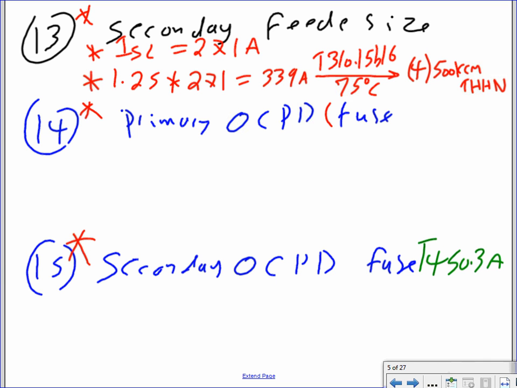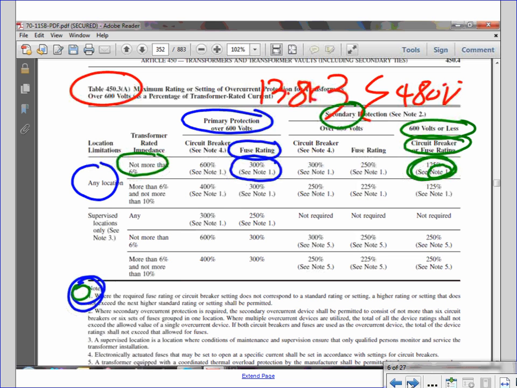Primary overcurrent protection devices. Fuses. I need to go fusing. For the fuses, guys, I would like to take you to the next table. So please go to the NEC code book too. The NEC code book has these tables. Here's the table that you're going to go to. This table says 450.38. This is the table that gets you the fuses for the circuit, for the transformers.